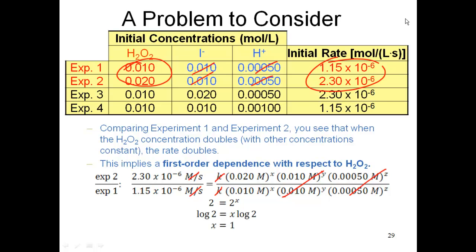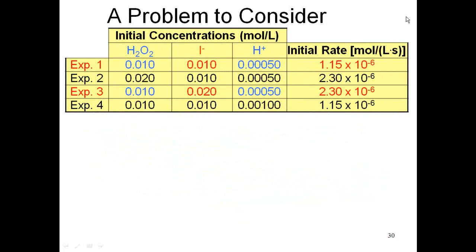Let's move on to the next one. Let's look at I minus now. So I'm going to concentrate on I minus now. Which experiments will I choose now? Well, I want H2O2 and the H plus to cancel out, so we're going to take experiments 1 and 3. You can see my concentrations will cancel out, so anything that's occurring with my I minus will be affecting my rate.